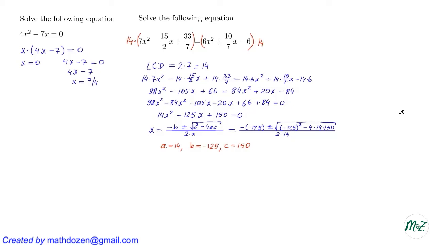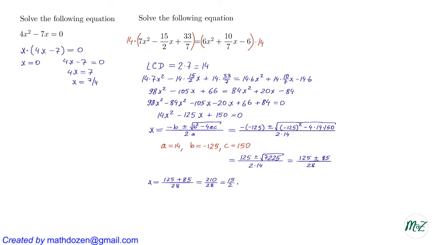We end up with this expression when we fill in all the coefficients. So simplifying numbers inside of the square root, we end up with 125 plus or minus the square root of, rather, 7225, over 2 times 14, which is 28. The square root of 7225 is 85. So this gives us 125 plus or minus 85 over 28.